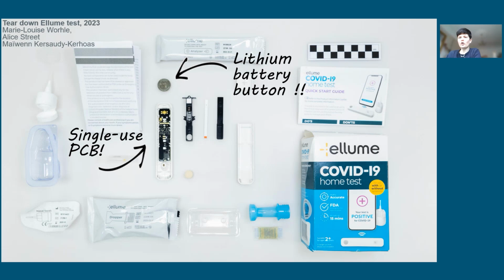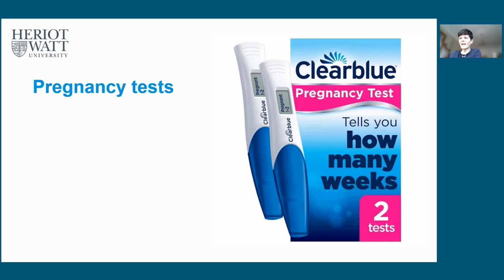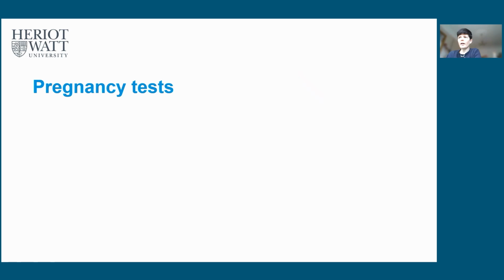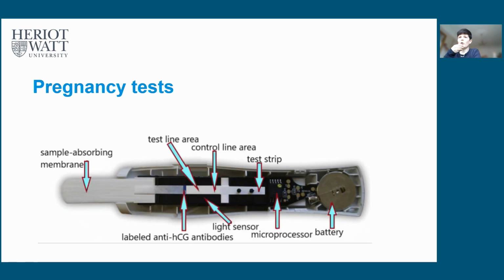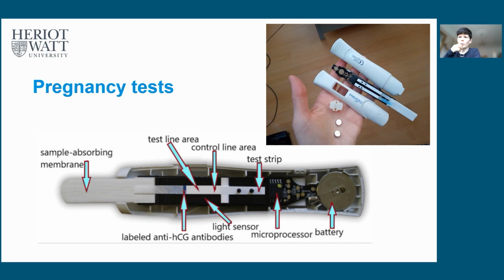But then I thought, should we have been surprised at all? Because in fact, digital lateral flow tests have been around for some time, particularly in the pregnancy test market. So the pregnancy test, like the Elum COVID test, includes a microprocessor enabling the reading of the color change with optical sensors, a single-use PCB, and a battery button. In fact, sometimes two battery buttons, as I found out by opening a test myself.